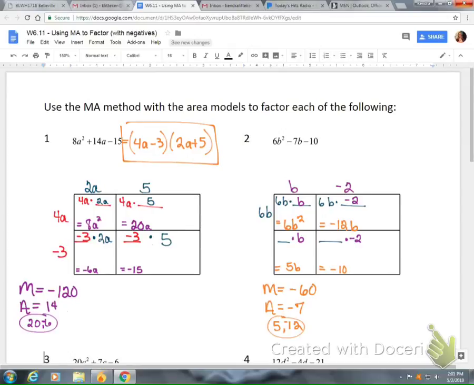What's the height of my first rectangle? 5. If I plug in 5 for my second rectangle, does 5 times negative 2 equal negative 10? Yes. So then I know my height is right. Put it at the top. And then my final answer will be 6b plus 5 times b negative 2, just b minus 2 or b negative 2. Either way is okay to say. That's it.